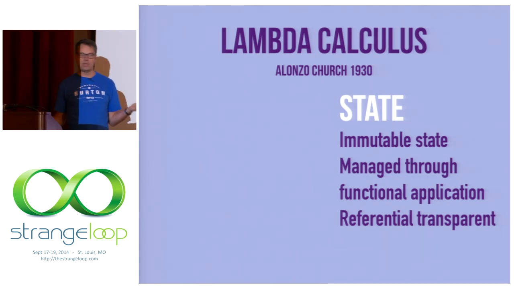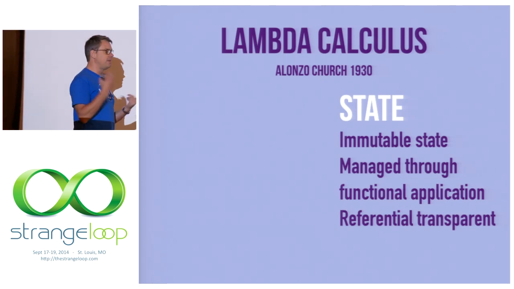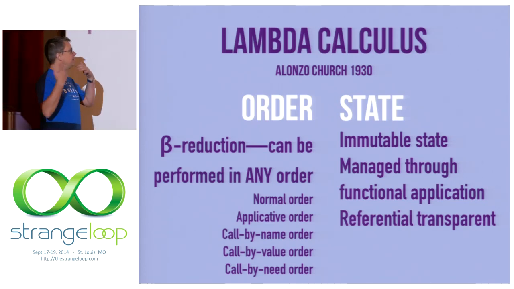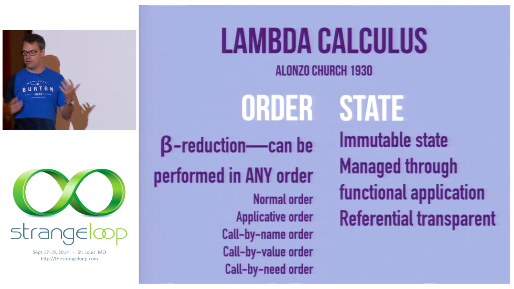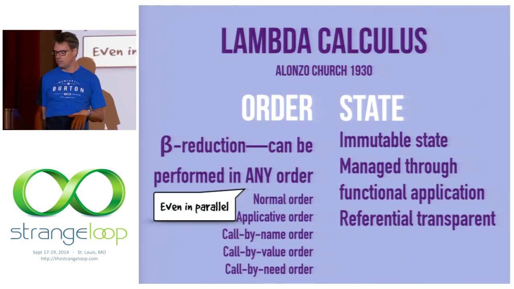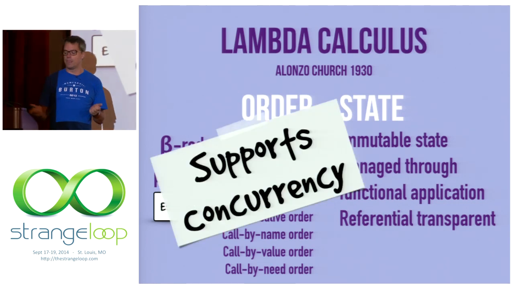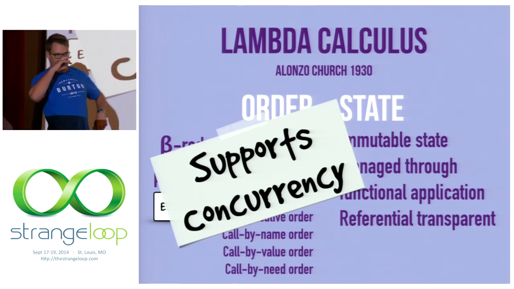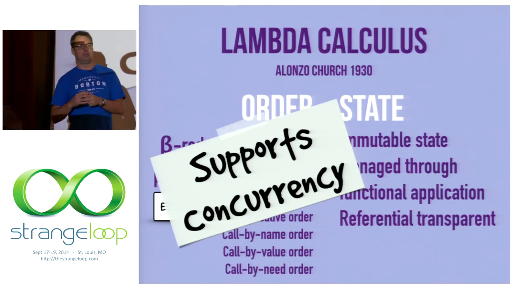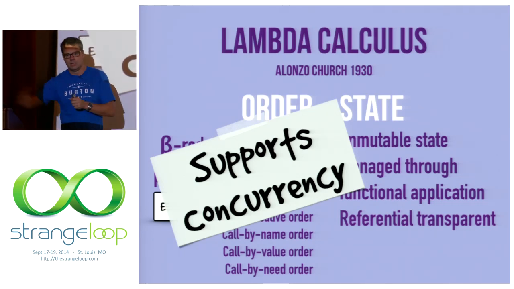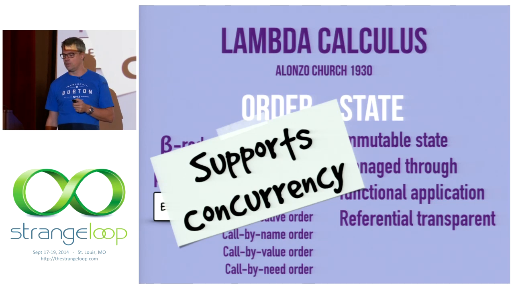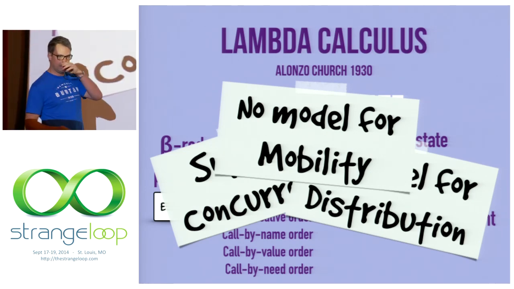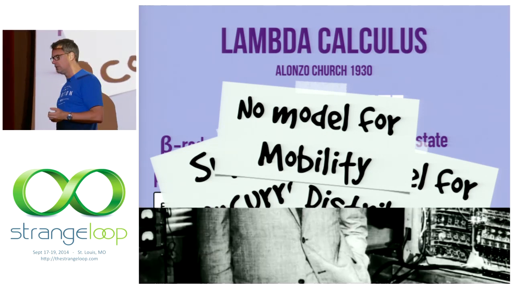With lambda calculus, you work with immutable state. It's managed through functional application. It's referentially transparent. And for ordering, the evaluation order can be any order, usually called beta reduction, even in parallel. I think it's a model that supports concurrency very, very well. We see that out there a lot: many functional, concurrency-heavy computations easily fall into the functional model, because it's a very nice model to deal with that. But it really doesn't have any model for distribution and no model for mobility. You can add that on top, I guess, but it doesn't have anything like that built in.